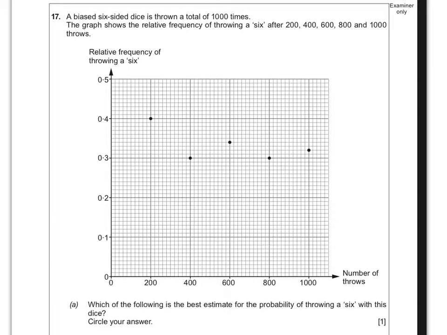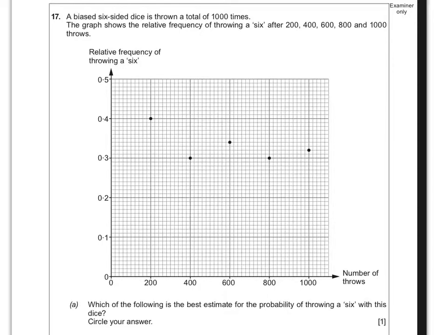Okay, for question 17, we've been told that a biased six-sided dice is thrown a total of 1,000 times. The graph shows the relative frequency of throwing a 6 after 200, 400, 600, 800 and 1,000 throws. So this is a biased dice, so we're not going to get the results we should expect from throwing a fair dice. Looking at the relative frequency on this axis, and the number of throws on this axis, we see our results plotted on this graph.